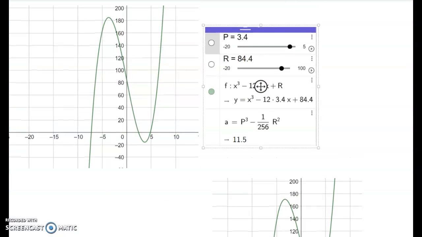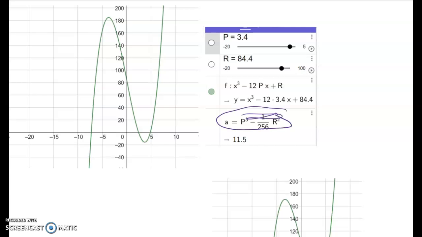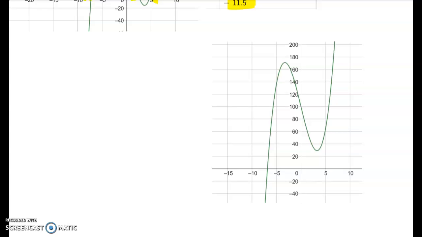So this is one that I did before I made the video, where I've looked at the value of p cubed minus r squared over 256. So I've looked at this value and it's a positive number, and you can see that it's cutting through 3 times. Down here I've got one where it's a negative number, and you can see that it's only cutting through once. So you can do this yourself using Geogebra if you just set up the cubic and then put in 2 sliders and change the values.